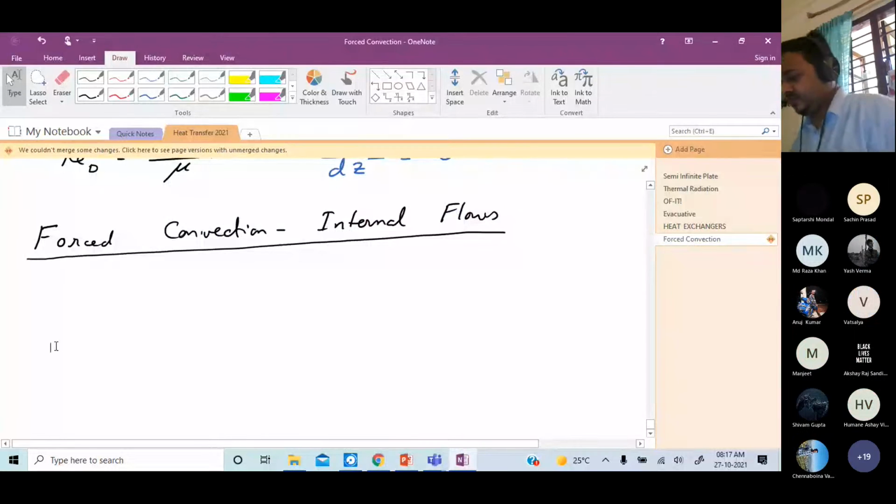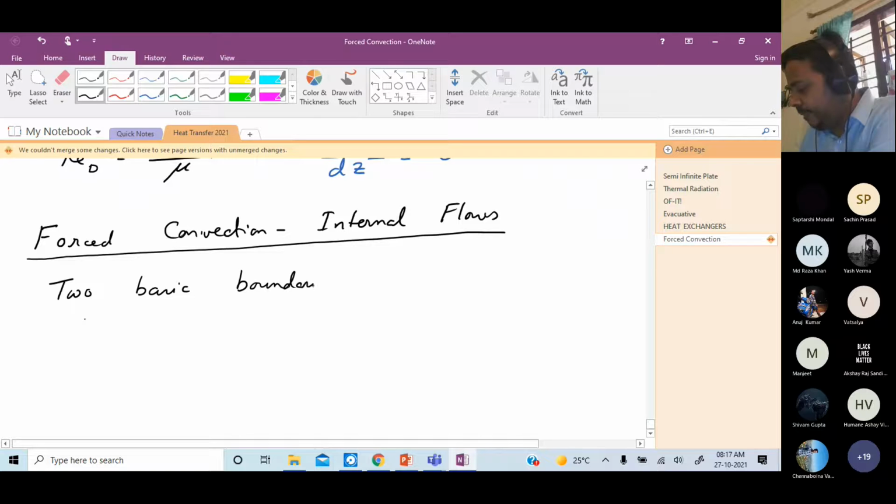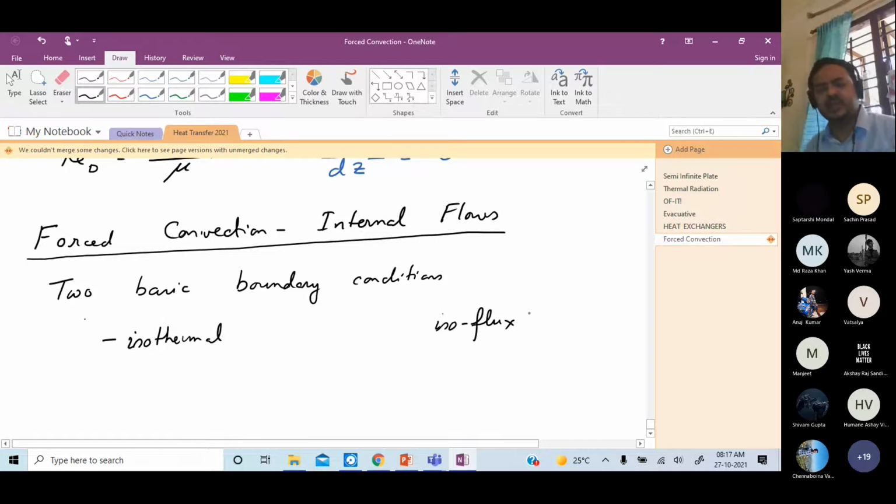Okay. This is forced convection, internal flows. So what happens here? If you think about it, in the first case, there are two basic boundary conditions, which you already know. What are those? One is isothermal and the other is isoflux. It's the same as whatever we have seen before as well.